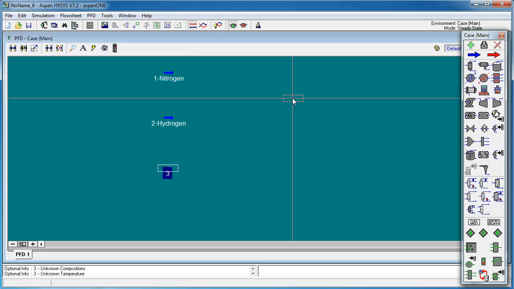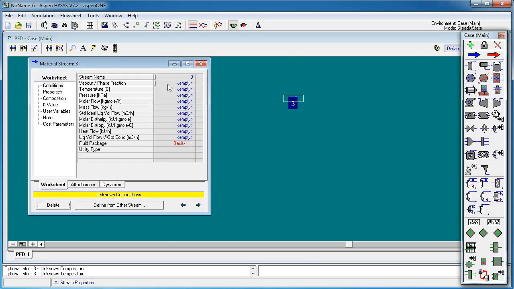Stream 3, this is our mixture. So we're not going to specify the temperature or the pressure for this stream because HYSYS will calculate that.